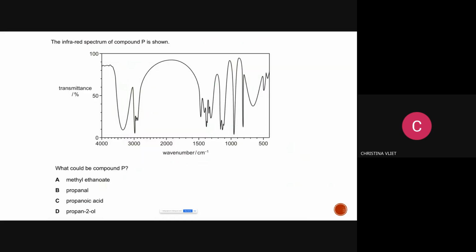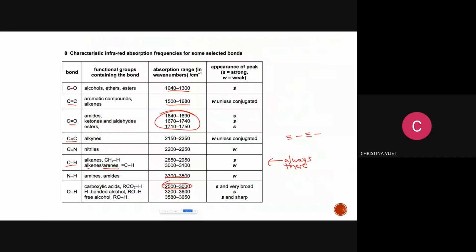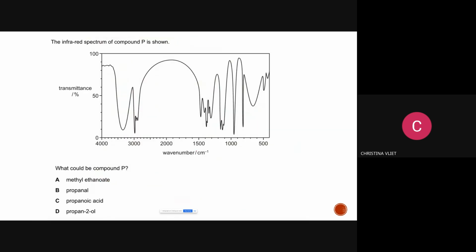This one, they gave us compound P. What could P be? Remember, you get to look at this chart to help you out. When I'm looking, I look at certain areas. I look at the 1,700 area, personally, and I see if there's a peak there. No peak means no C double bond O. So it cannot be that. So what does it have to be? Propanol. Man, I wish that was a Paper 1 question.